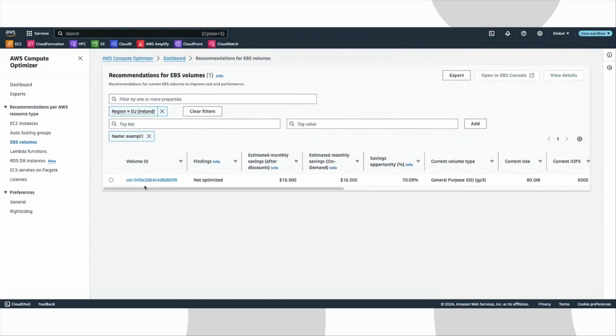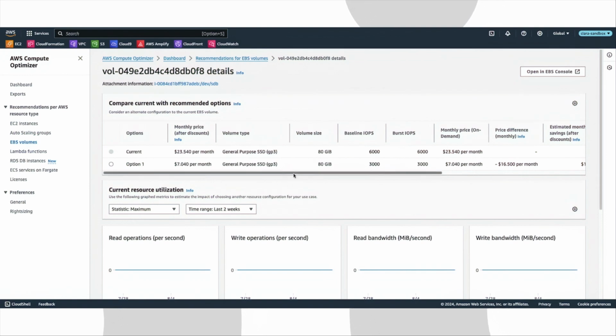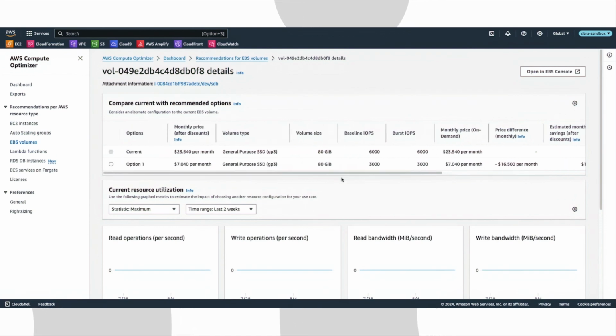So the first one we have, it's a GP3 volume. If we click into the volume link, this is going to actually bring us to the recommendation for this specific volume. Okay, so we can see here that currently it's a GP3 volume, and it's got 80 gigs in size, and it's provisioned with 6,000 IOPS. And basically, Compute Optimizer is telling us that this volume is not optimized based on the IOPS that are provisioned.